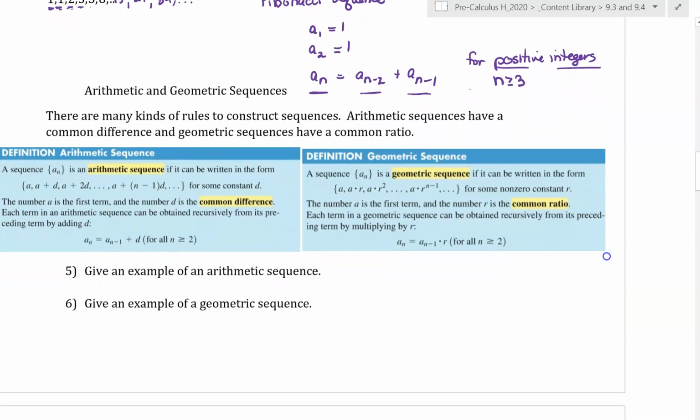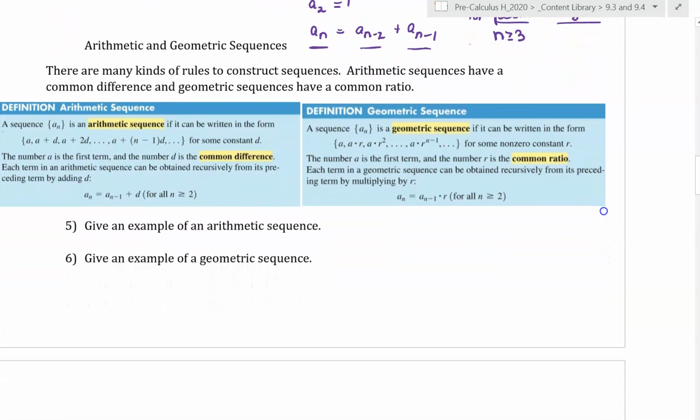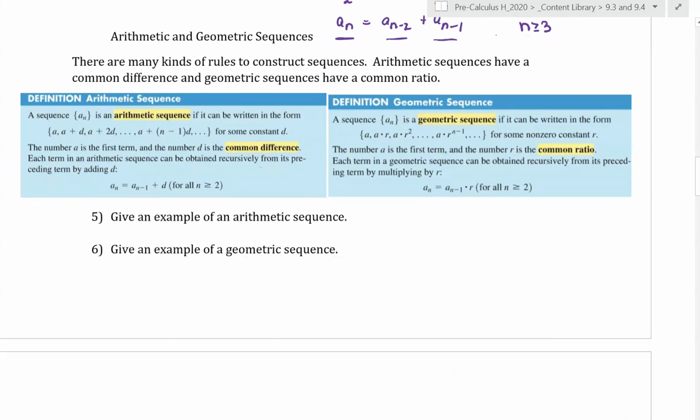Okay, so the next thing we need to talk about are arithmetic and geometric sequences. There are many kinds of rules to construct sequences. Arithmetic sequences have a common difference, and geometric sequences have a common ratio. So pause the video and go ahead and read about arithmetic sequences and geometric sequences, and then try and give an example for each.